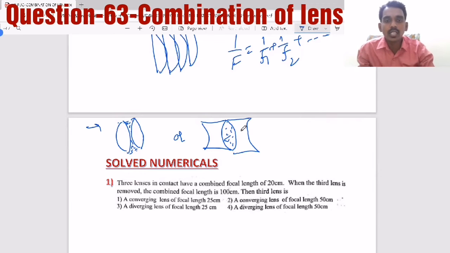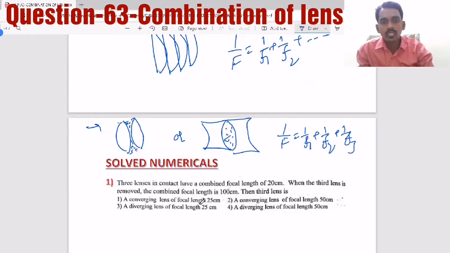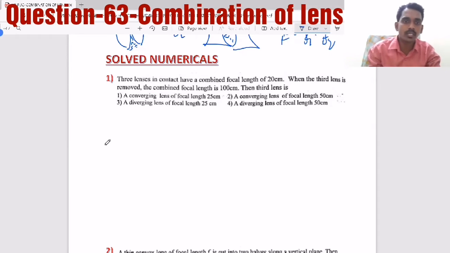So you have to take three lenses and find each focal length. Then the effective focal length will become 1 by f1 plus 1 by f2 plus 1 by f3, and so on. So this is how you have to deal with it. Let's see a few examples based on whatever we have studied.